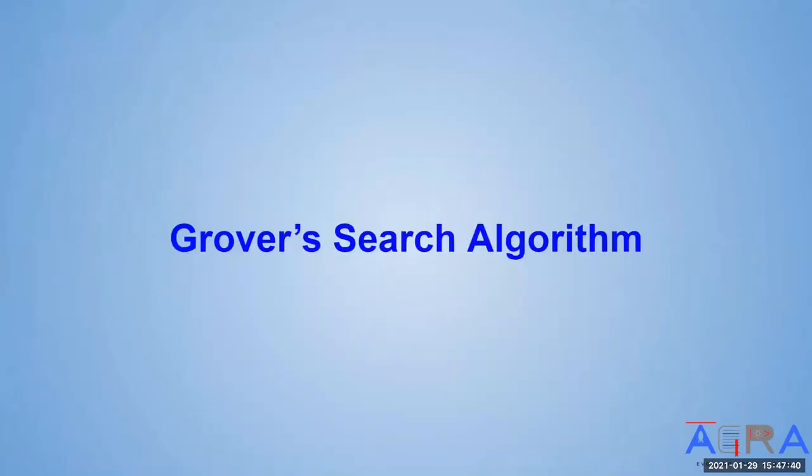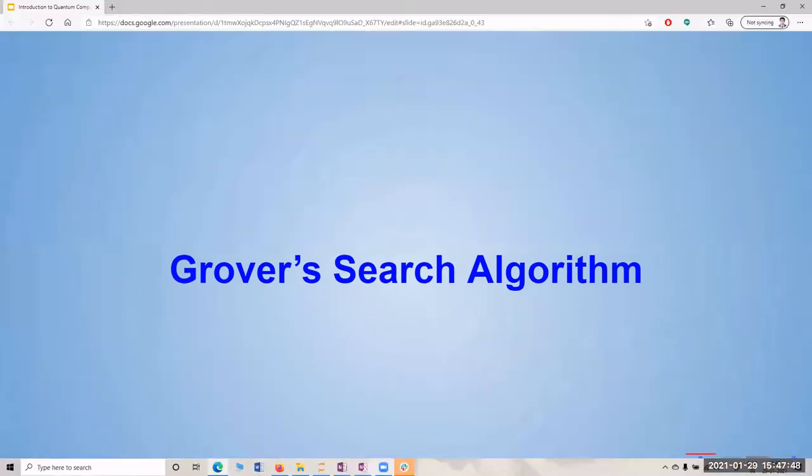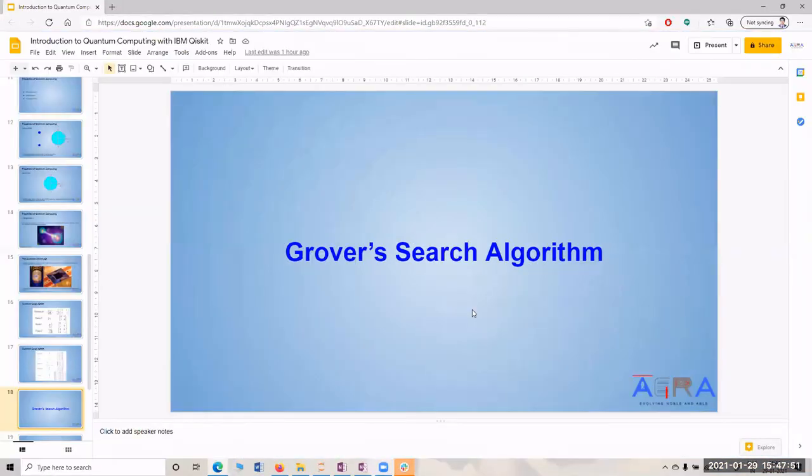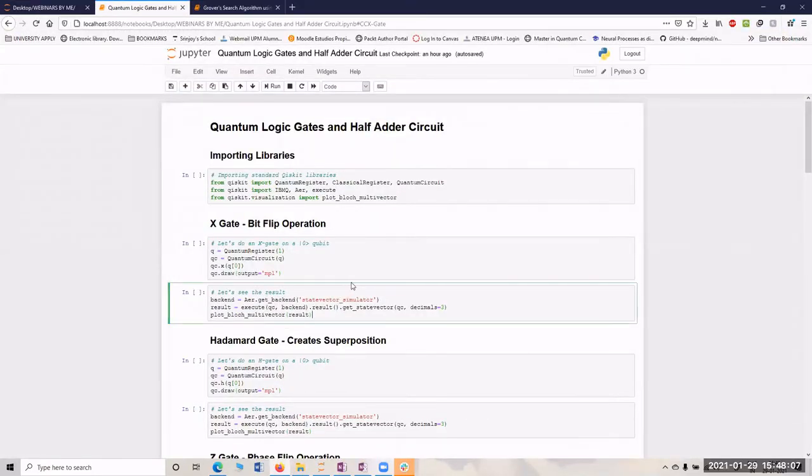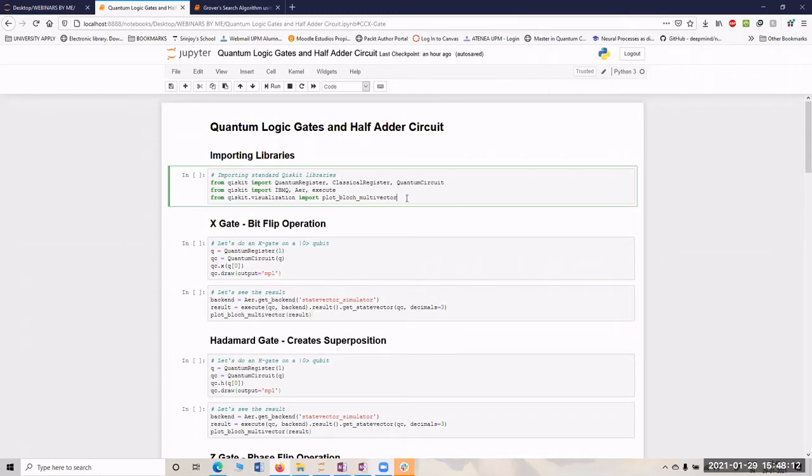And now we reach Grover's search. Since we have seen gates, let me show you the demo for the gates and the circuit, and then we will start with Grover search. Here you can see that I have made a notebook, and I will provide you this notebook. You can play with it and change stuff to make circuits.